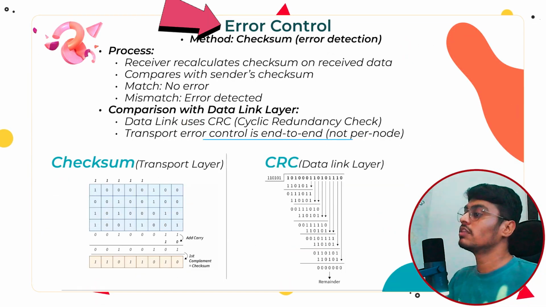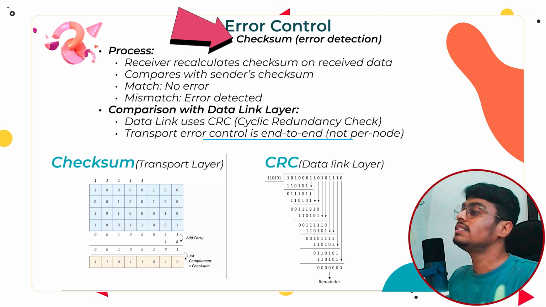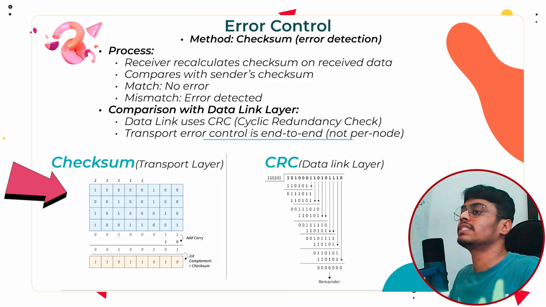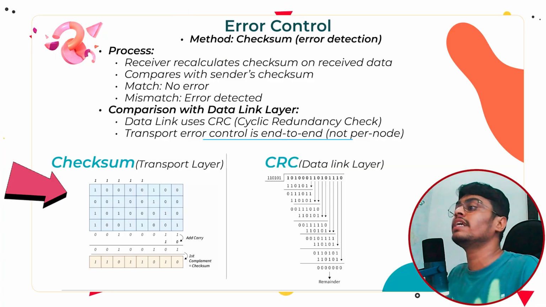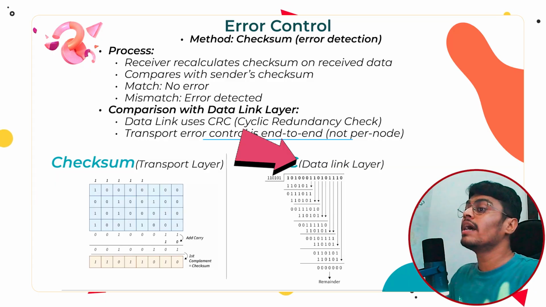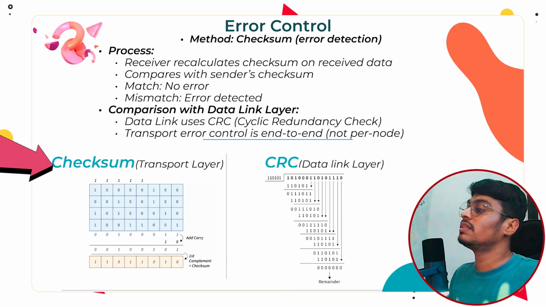Now the third responsibility of the transport layer is error control. It does error control by checksum, and error control is also done by TCP. In TCP we basically use the checksum method. Checksum helps in detecting errors. We discussed that we try to detect errors in the data link layer also, but there we use CRC, and here in the transport layer we use the checksum method.